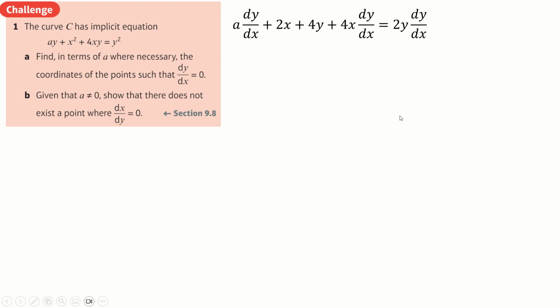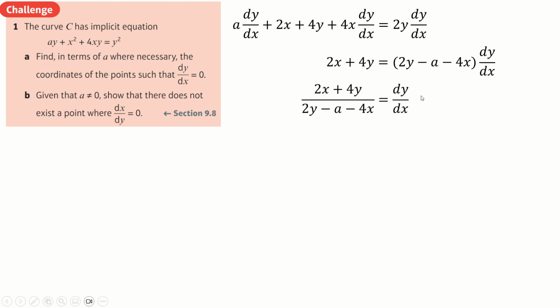Going to group all the dy by dx's over onto the right and factorize out everything that's multiplying by them, and then divide. And of course, to make dy by dx 0, I need this thing to be 0, just the numerator, which will give me that, which of course gives me this here. So okay, that's when dy by dx is 0.